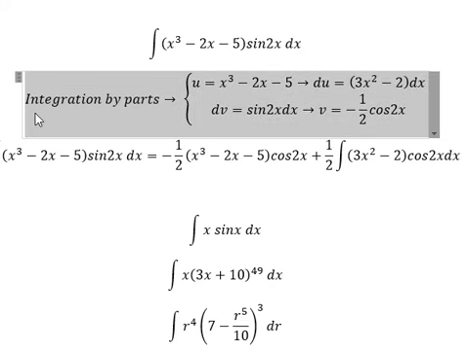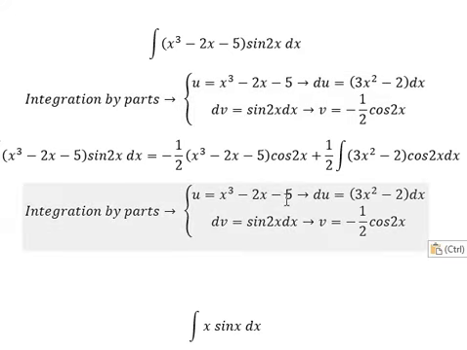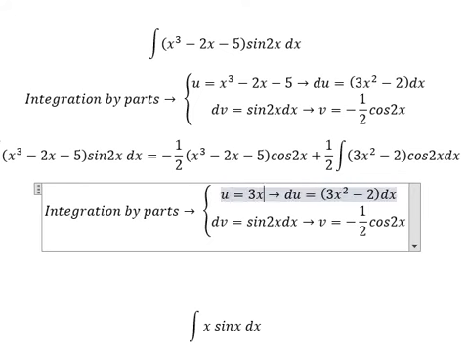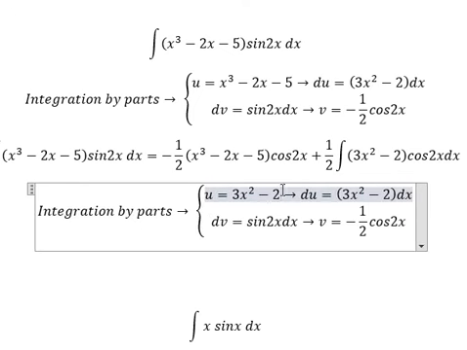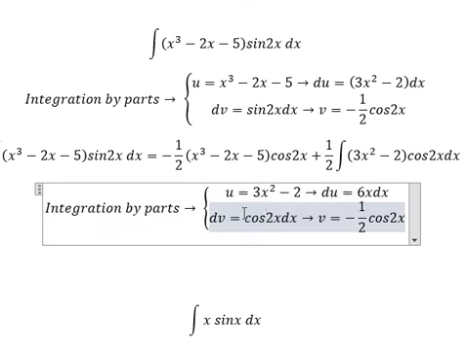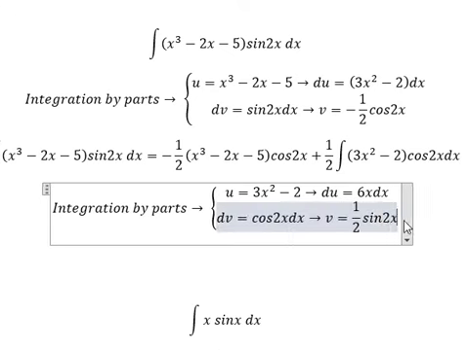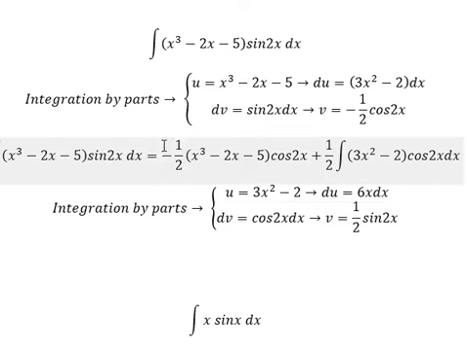Next, we use integration by parts again. Now this time u is 3s squared minus number 2. So we do first the derivative for both sides. You go 6s. Now this time dv is cosine 2s. The integration of cosine 2s, you go 1 over 2 sine 2s. Now we have this one in here.